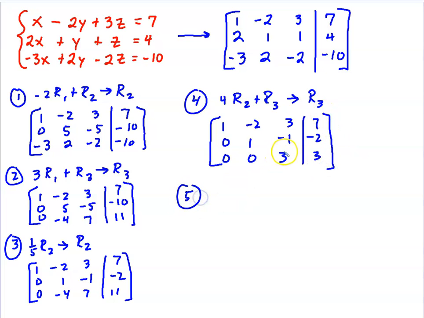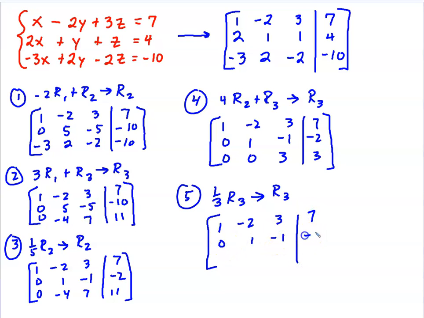And then my fifth move is to change this 3 into a 1, so 1/3 times row 3 replaces row 3. Zero, 1, -1, -2, and now the new row 3 will become 0, 0, 1, 1. Okay, so z is 1. That's what this bottom row tells me.